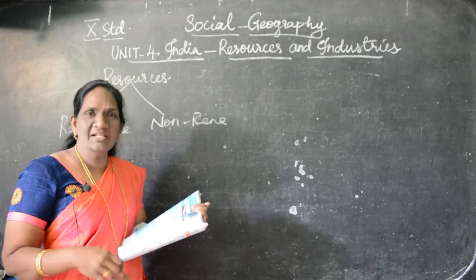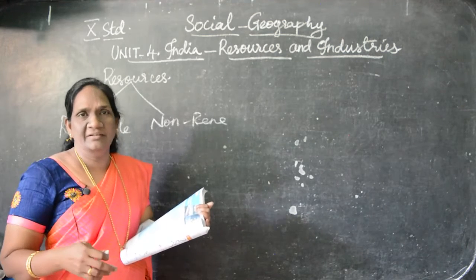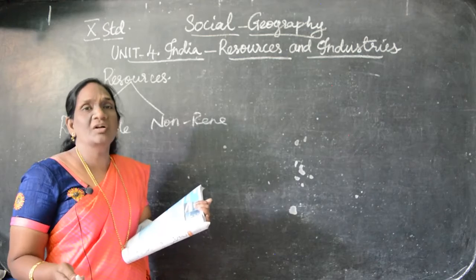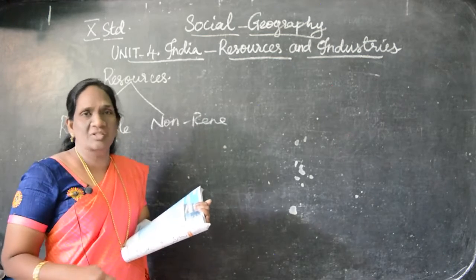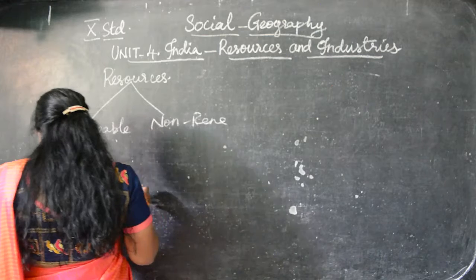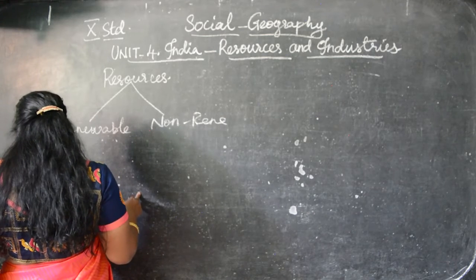But even though, still now, we are getting it repeatedly. Again and again we can get it. That is why they are called renewable resources. Can you follow? What are renewable resources? We'll see the examples of renewable resources now.